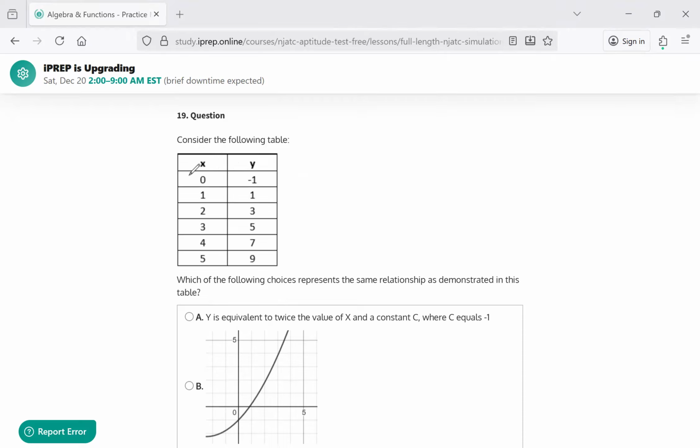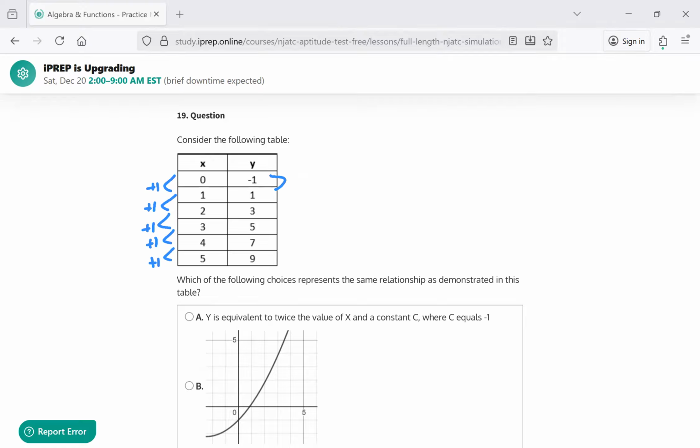Look at the constant. So over here, look at the x's. From 0 to 1, you had to add 1. From 1 to 2, you had to add 1. From 2 to 3, you had to add 1. And then from 3 to 4, you had to add 1. And then 4 to 5, you had to add 1. So they're constant. That's a big sign it could be a linear line. But what about the y's?